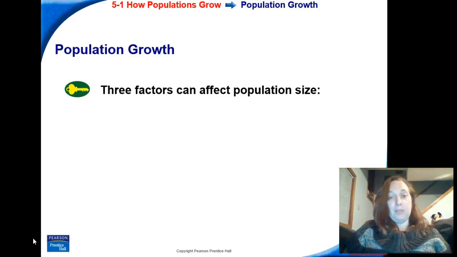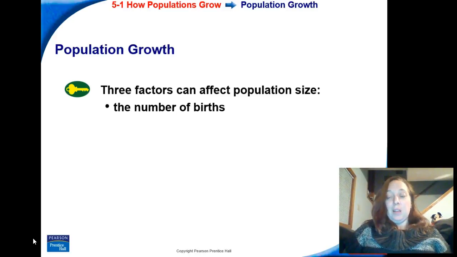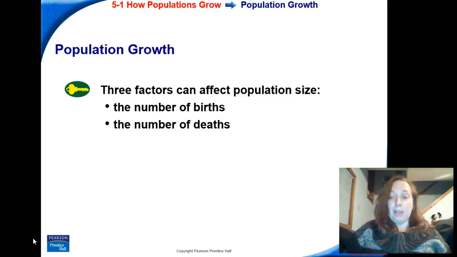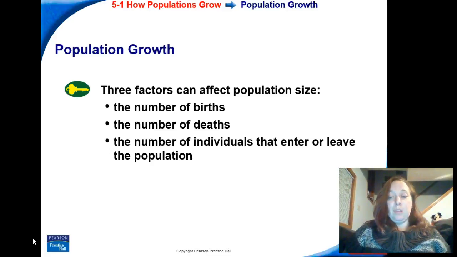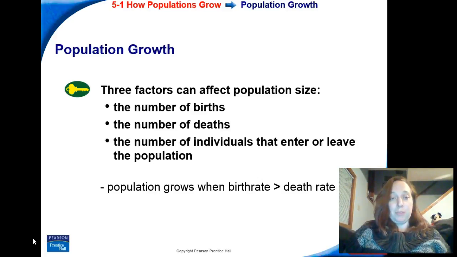There are 3 factors that fit into population growth and that affect the size. And these are kind of silly and they make sense. The number of births, so how many organisms are added to the population. The number of deaths, how many are taken away. And then the other part that adds or subtracts, which is those that immigrate or emigrate from a population. So those that enter, which is immigration, and emigration, which is leaving populations.